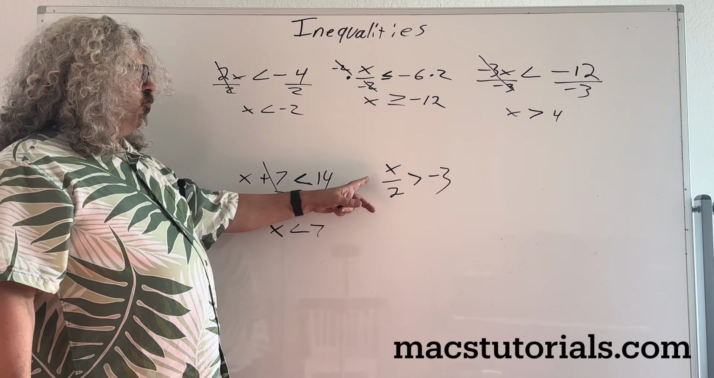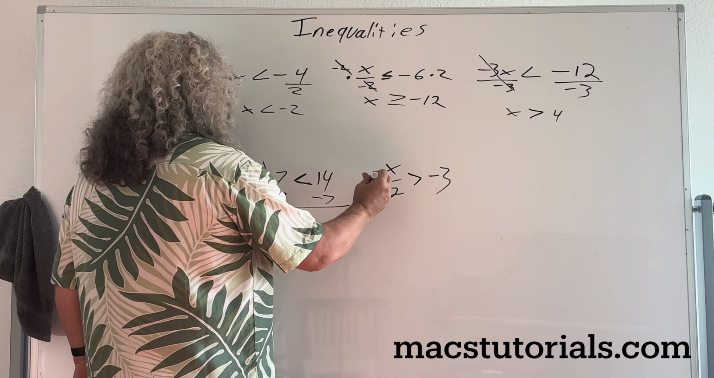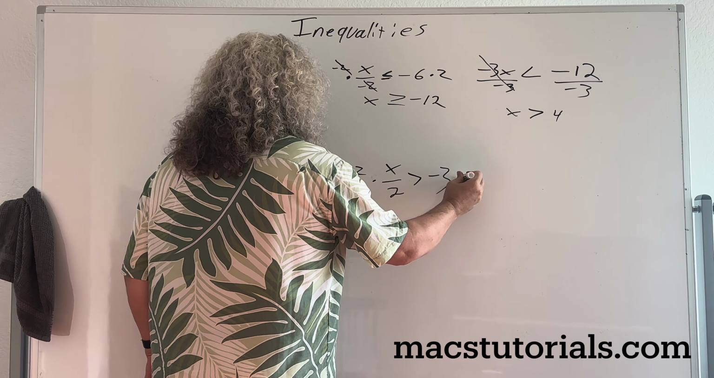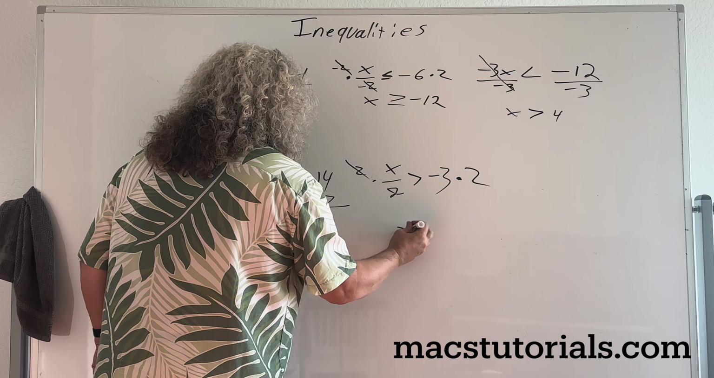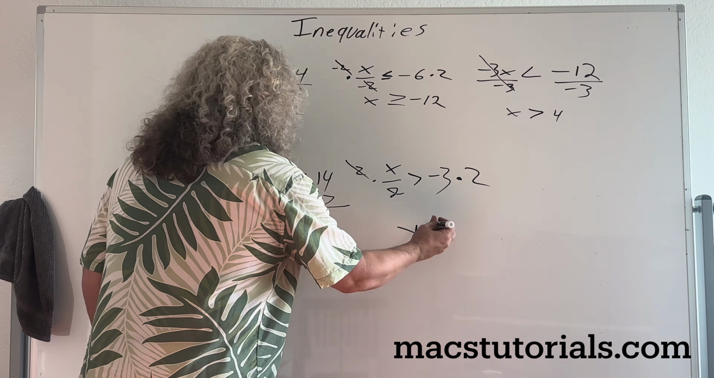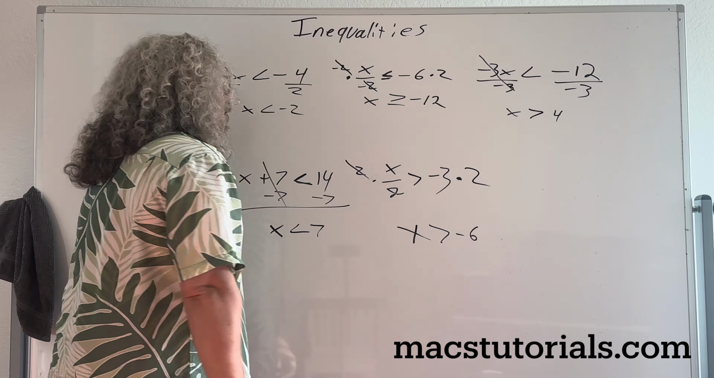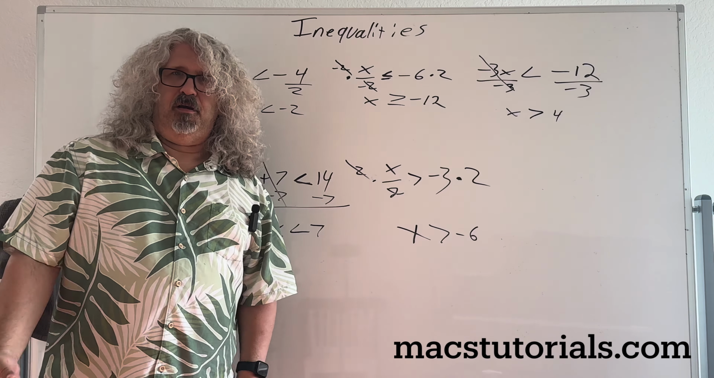Okay? Look at this one. Oh, I'm going to have to multiply each side by 2. And there's a negative number over here. So does that mean I flip? No, you do not flip. Why do you not flip? Because you are multiplying by a positive, not a negative.